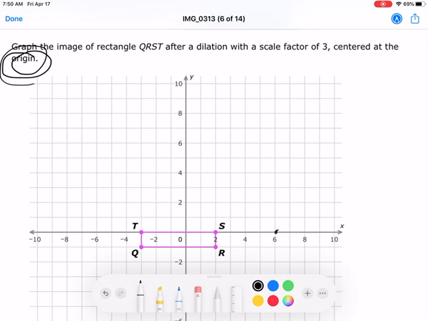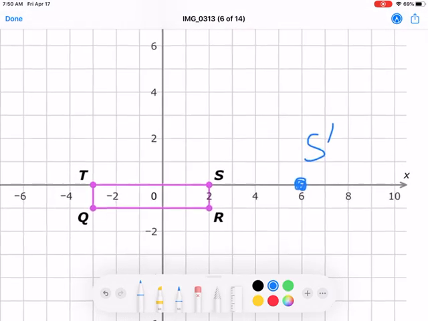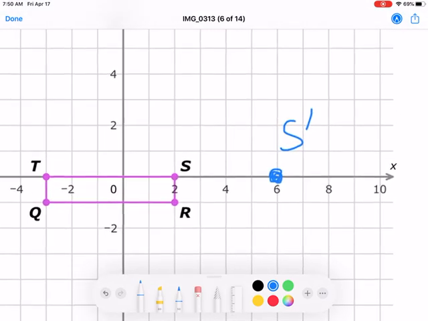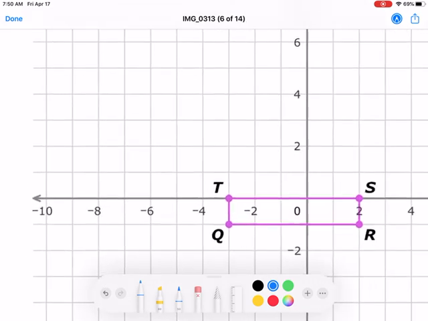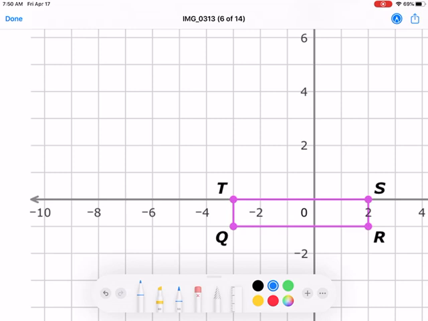0. So right there, there's S, S prime, I'll say. R is 2 comma negative 1. So again, just multiply those numbers by 3. So 6 comma negative 3. That would be R prime. Same thing with the T. It's negative 3 comma 0. So multiply by 3, it's going to be negative 9 comma 0.